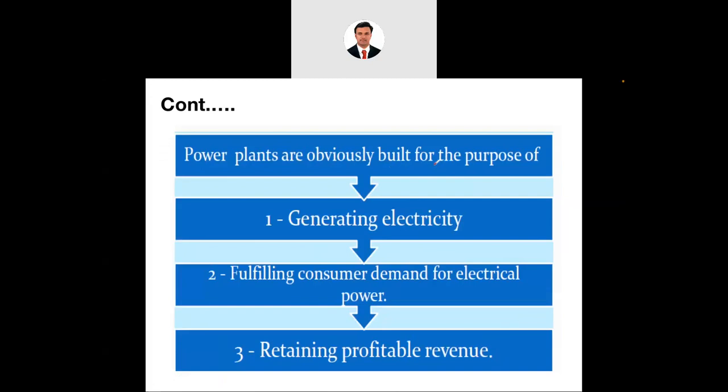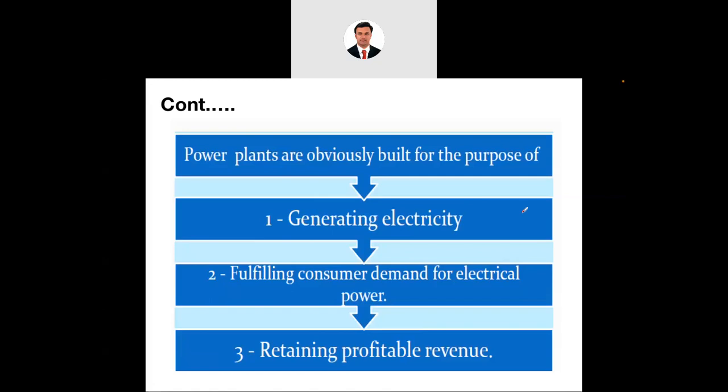So as we saw, whenever we plan any particular power plant, obviously the purposes are different ones. The first purpose is to generate the electricity. That is our first objective. Second is fulfilling the consumer demand for the electrical power, and third one is retaining the profitable revenue. These 3 objectives are very important. Whenever we plan to construct any particular power plant, we have to consider these 3 objectives.